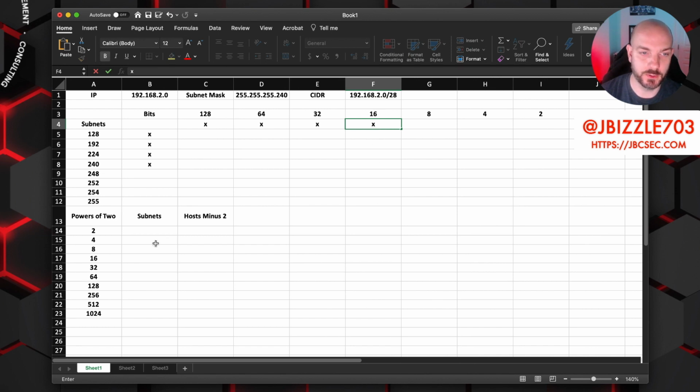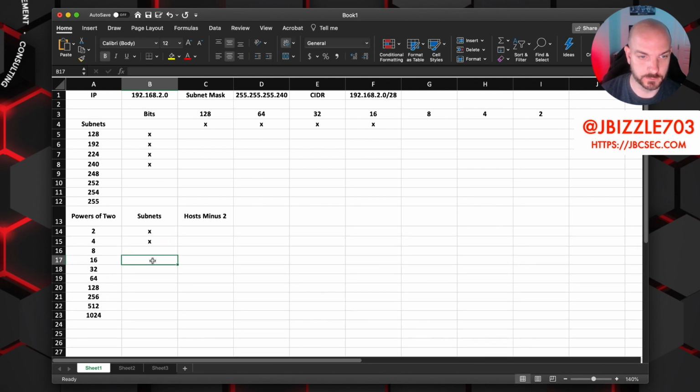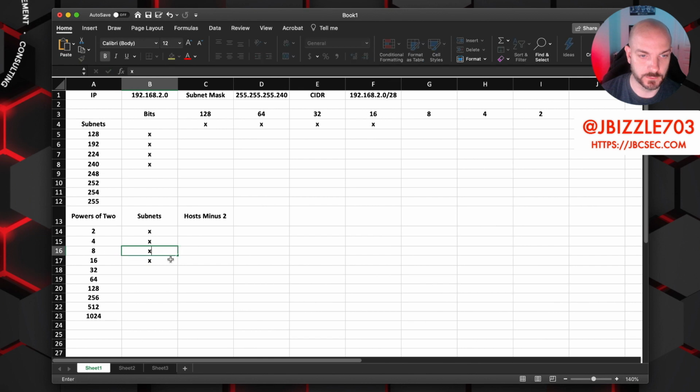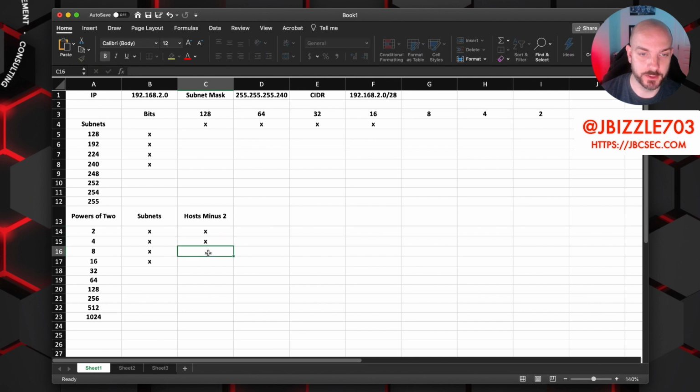Okay, now we're going to go down to our powers of 2, and remember, we're going to go 4 because we did 4 up above. All right, so we go 8 minus these 4. It's going to give us 4 here. So then that equals 16. 16 minus 2 equals 14 usable IP addresses. We'll do one more just to make sure that it really sticks.